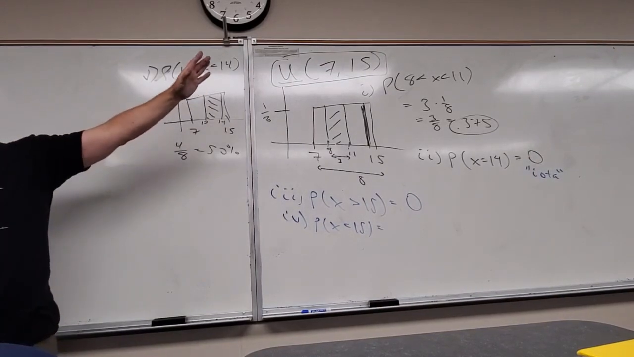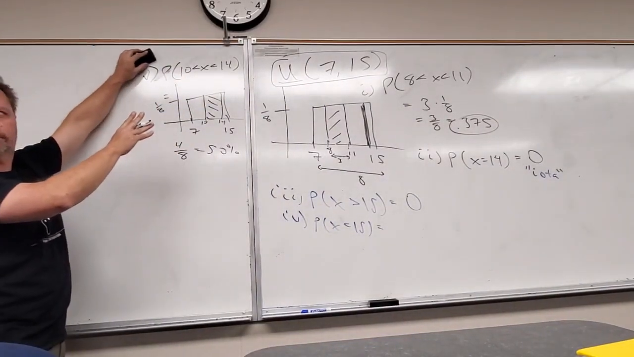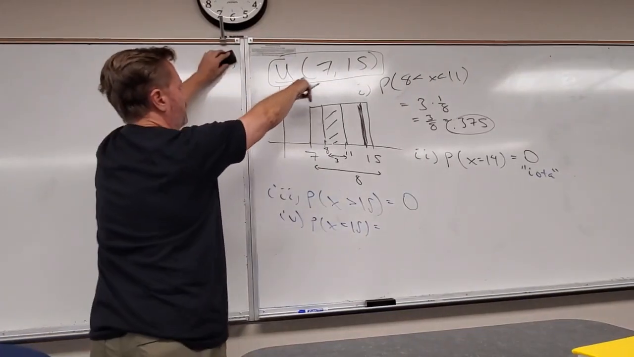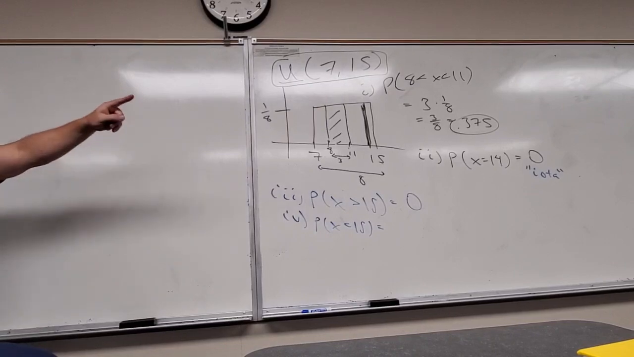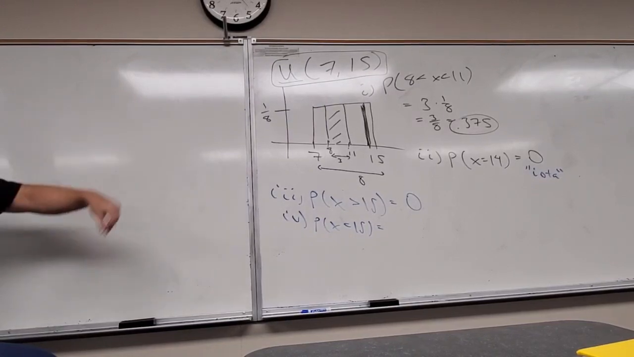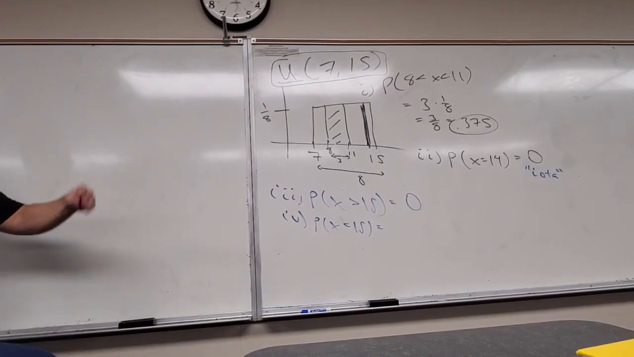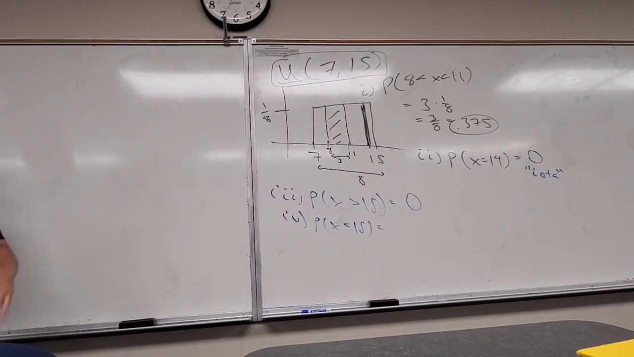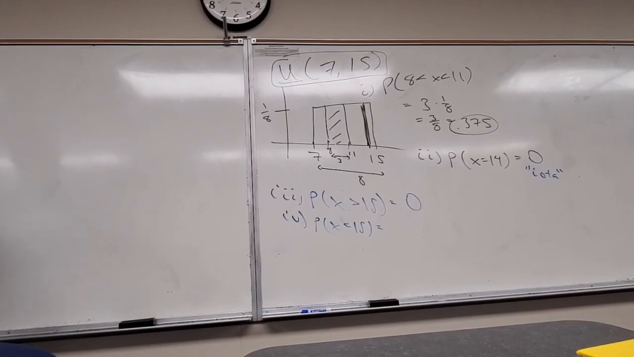We have a uniform distribution now. Can somebody tell me what they think the average is? Is anything more likely than anything else? They're all the same likelihood. So what do you think the average is? Sometimes I'll get 7, sometimes around 7, sometimes I get 11.0749. What do you think the average is?